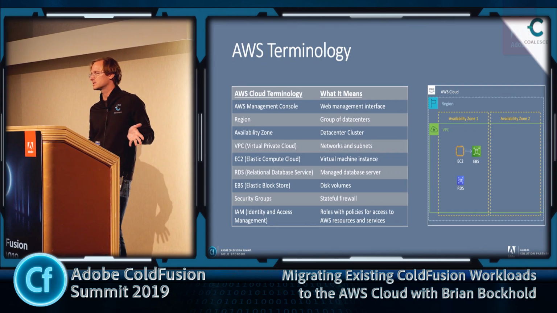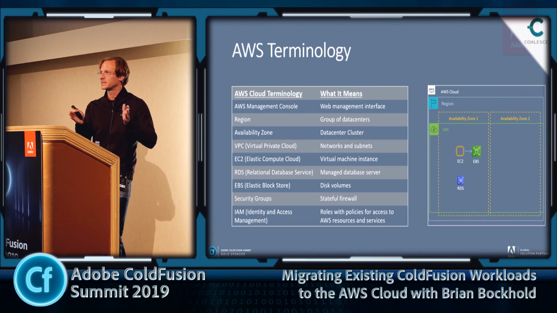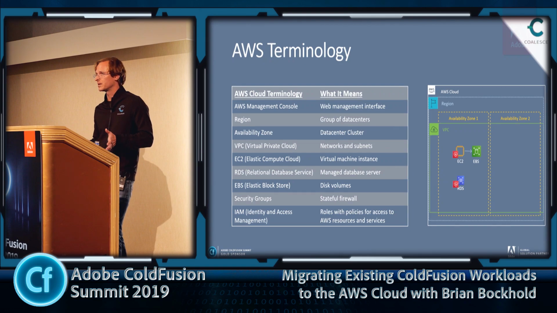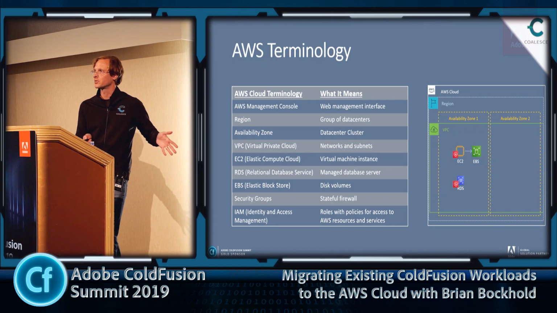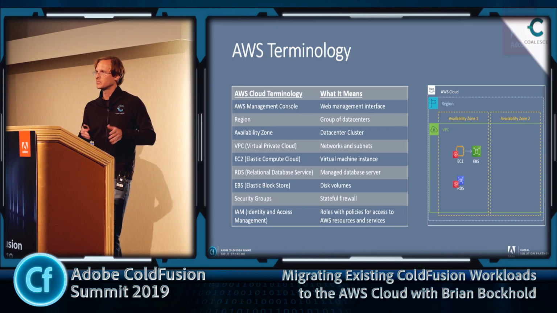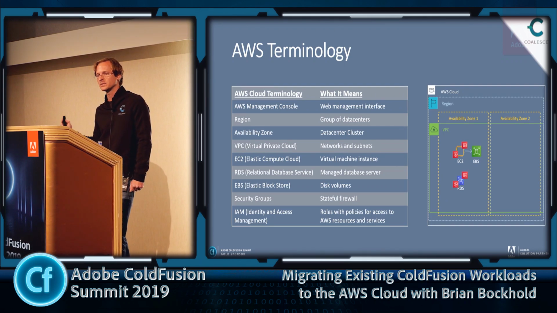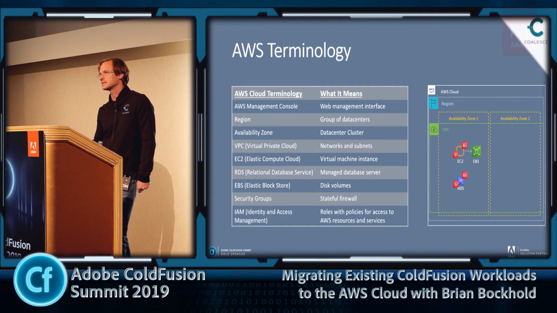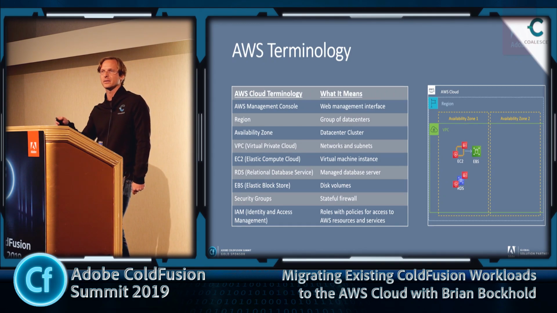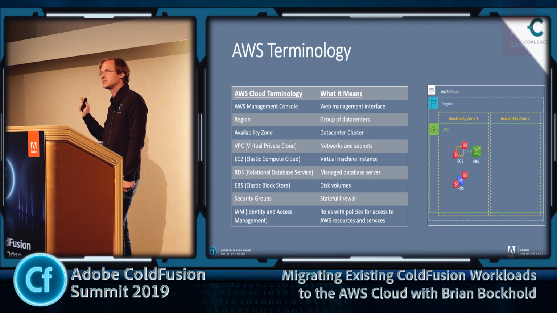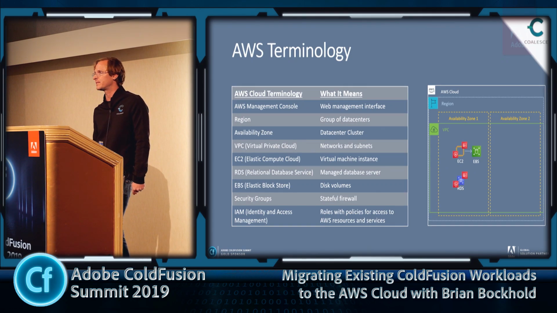EBS is Elastic Block Store. If you have needs for adding more volume or disk usage to your ColdFusion images, that's part of EBS. Security groups, this is your firewall. It's your scalable firewall. Any instance running in there is going to have a security group attached to it, or should, and that's going to be how you restrict traffic to and from your running instances. And then the last one is IAM, Identity and Access Management. These are the policies you apply to your servers or profiles running in AWS to give you access to other AWS services. For example, giving ColdFusion access to an S3 file will be defined by your IAM.